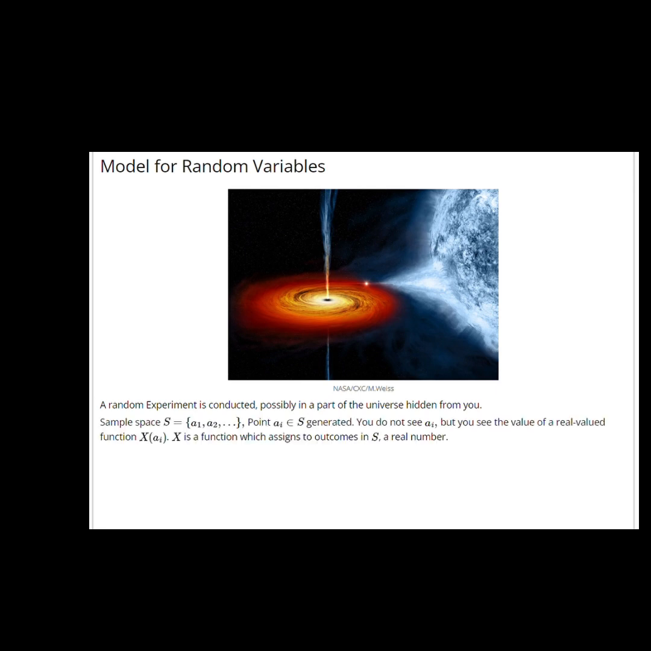In some giant sample space, a point, A sub i, is randomly generated. You may see neither the sample space nor the point that was generated. Instead, you see the value of some real-valued function, X of A sub i, where X is a function that assigns to all the outcomes in S some real number. The random experiment which generates the return on a given stock is an extraordinarily complicated experiment, influenced by all the traders and economies in the world. But at the end of the day, you see a return of 0.3%, the value of some function on that sample space.